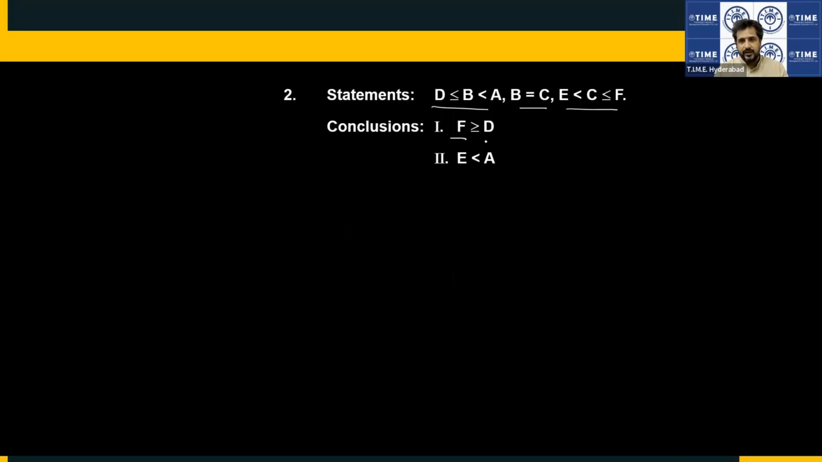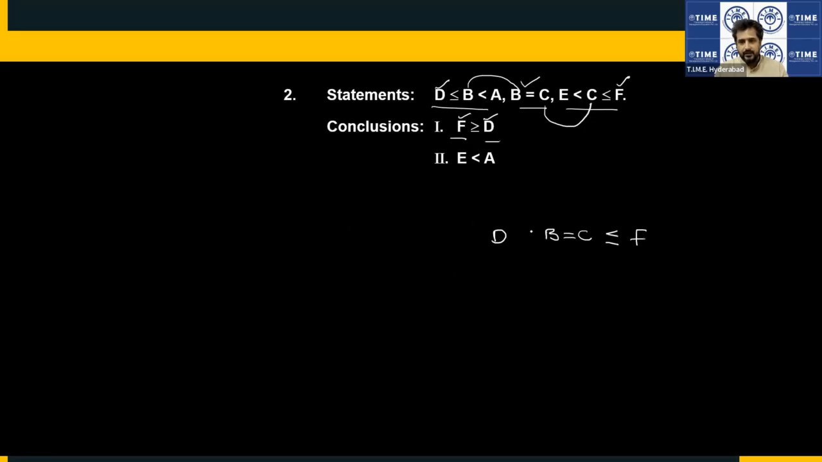The first conclusion is between F and D. F is here, D is here. To combine these 2, we don't have a direct common term, but we have to take the help of the other statements. In these statements we have B common, and here we have C common. Let's take the help of both. B is equal to C. Now take these 2 terms on either side. F here, D here. What is the relation between C and F? C less than or equal to F.